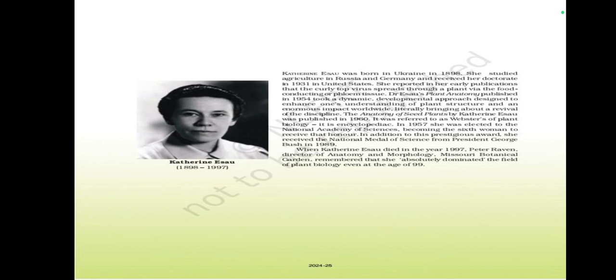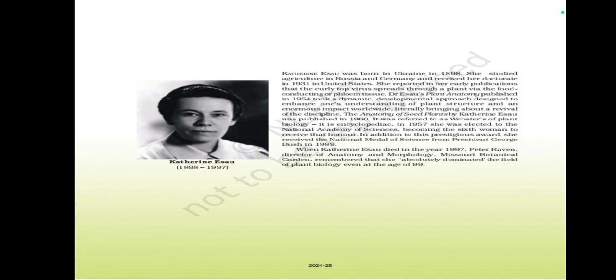It was referred to as the Webster's of plant anatomy. She was elected to the National Academy of Sciences, becoming the sixth woman to receive that honor. In addition to this prestigious award, she received the National Medal of Science from President George Bush in 1989.